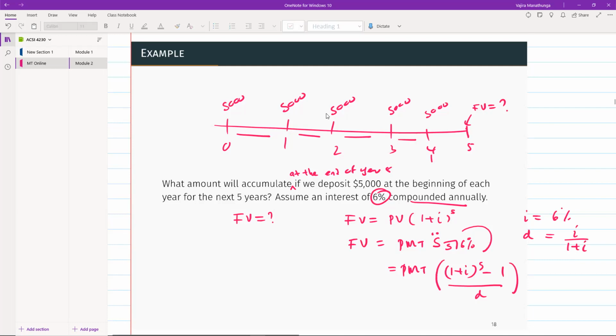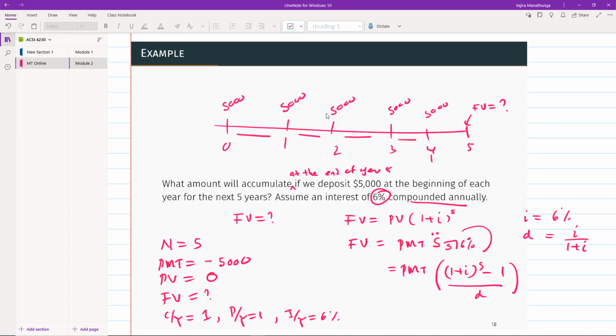Now that's the one method. And if you use the calculator, we can use N is 5. Payment, since the deposit is 5,000. Present value, at the very beginning there was nothing in the account, so present value is 0. Future value, that's what we want to find. And the compounding per year is going to be 1, and payment per year is going to be 1, and the rate is going to be 6%. And this is what we want to solve, okay? And this is an annuity due problem. Now we didn't do that kind of problem yet.